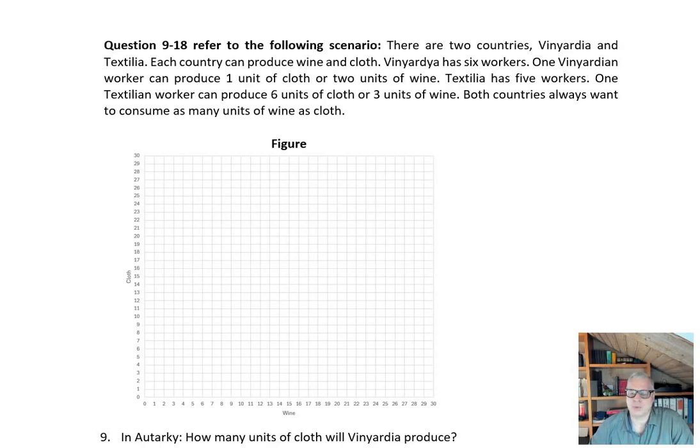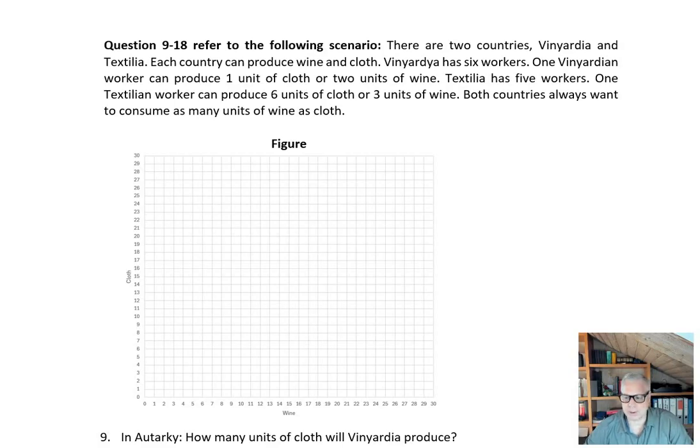Vinyadia has 6 workers, and one Vinyadian worker can produce either 1 unit of cloth or 2 units of wine. Textilia has 5 workers, and one Textilian worker can produce 6 units of cloth or 3 units of wine. And both countries always want to consume as many units of wine as cloth. So it's a similar scenario as we did in the lecture, but different numbers.